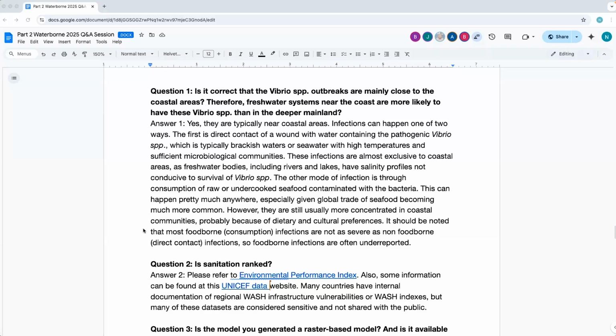It's also worth noting that the foodborne consumption infections are often not as severe as the non-foodborne, like direct contact with wound infections. So sometimes those foodborne infections can be underreported, and that can be a barrier to us understanding the distribution of these infections, but it's something that we have to work with.